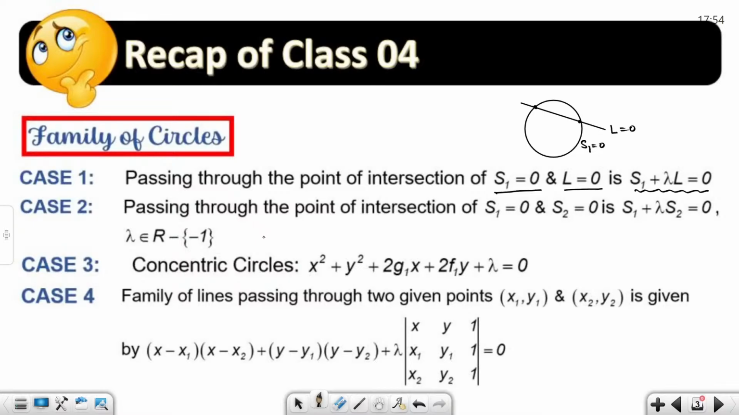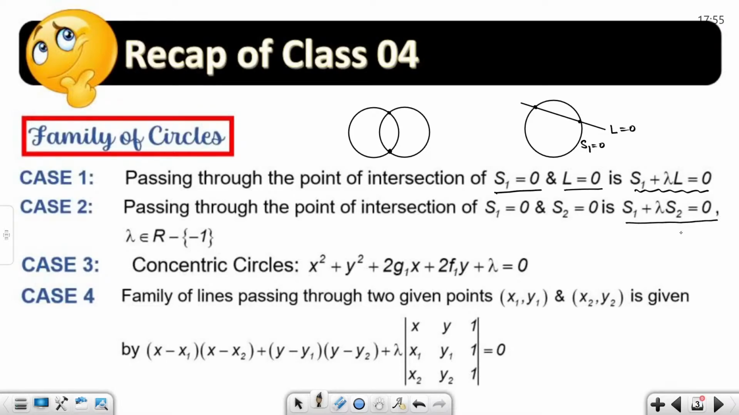The next case was family of circles passing through the point of intersection of 2 given circles. The 2 circles are S1 equals to 0 and S2 equals to 0. So any circle which is passing through the point of intersection of these 2 circles is given by what? Any circle which is passing through the point of intersection of these 2 given circles is given by S1 plus lambda S2 equals to 0.